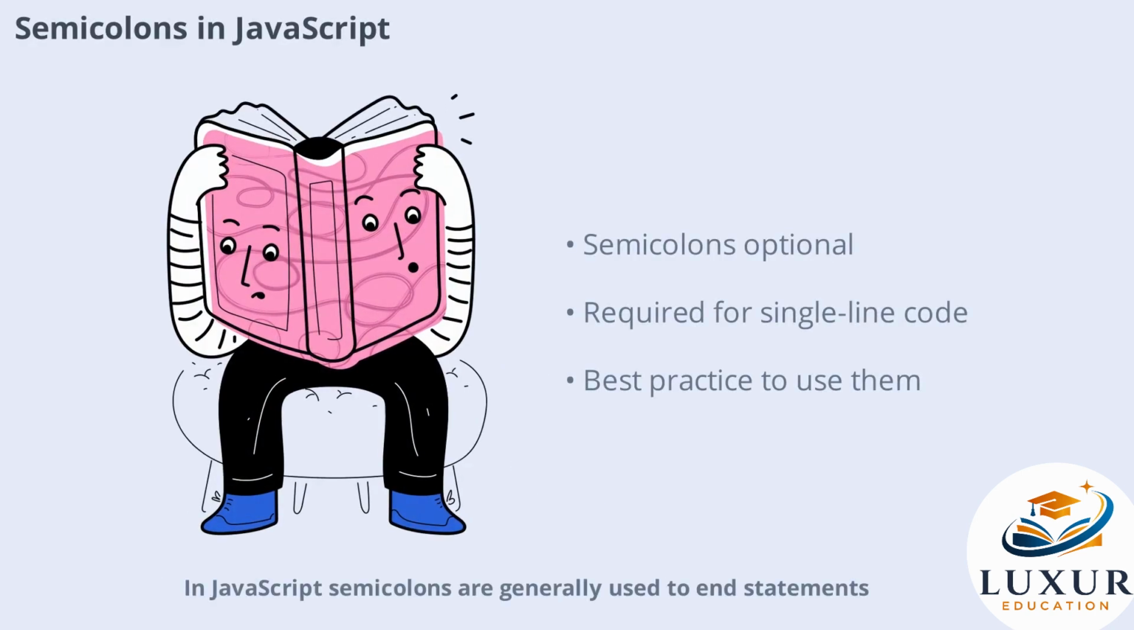In JavaScript, semicolons are generally used to end statements, similar to languages like C or Java. However, they are optional if each statement is on its own line. When writing multiple statements on a single line, semicolons are required. While JavaScript can often infer where statements end, it's considered good practice to use semicolons consistently to avoid unexpected behavior.